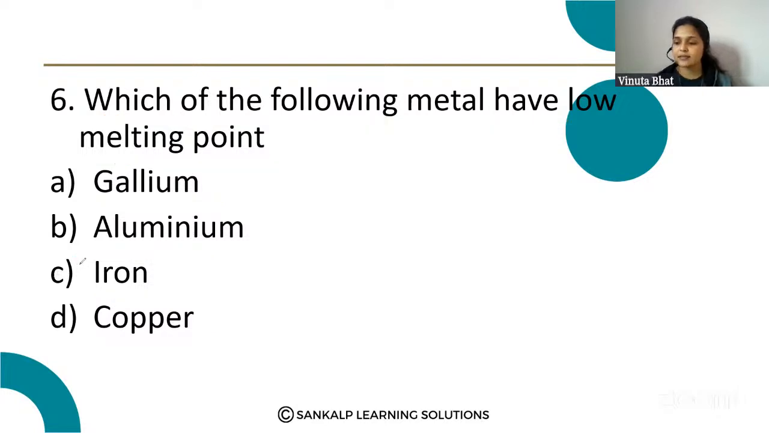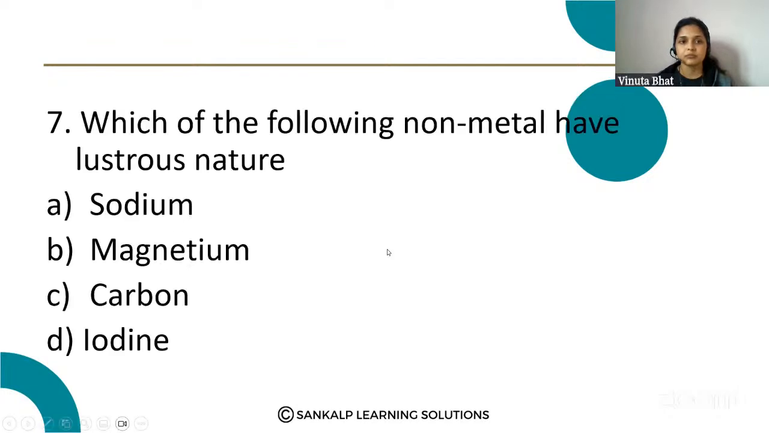Yes, which one is the correct answer? If you know the answer, please write it down in the chat box. Yes, option A, gallium is the metal which has the low melting point. Next question.